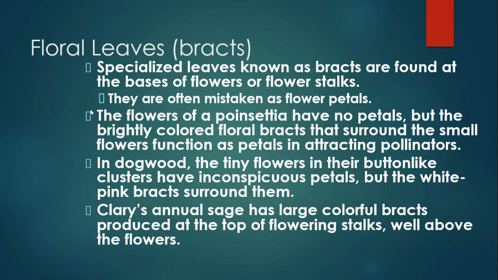In dogwood trees, the tiny flowers in their button-like clusters have inconspicuous petals, but the white-pink bracts surround them. Clary's annual sage has large, colorful bracts produced at the top of the flowering stalks, well above the flowers.